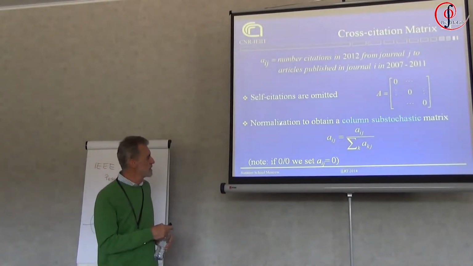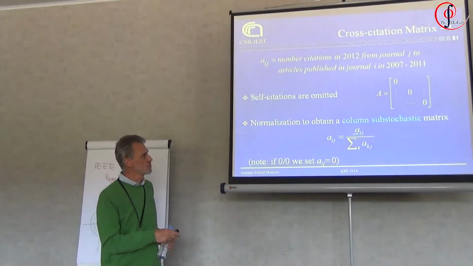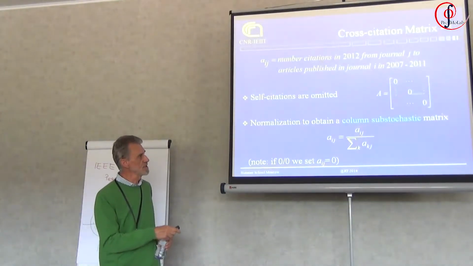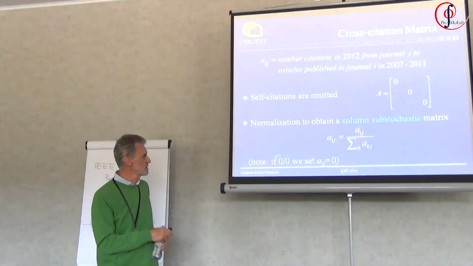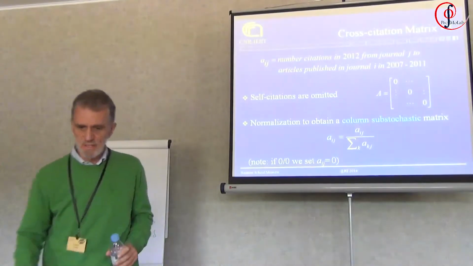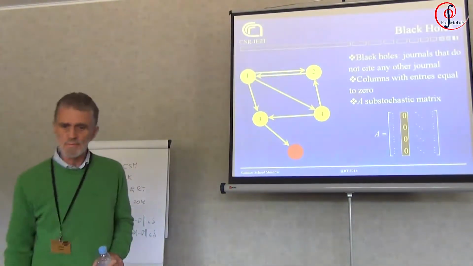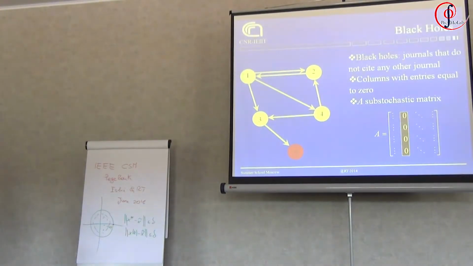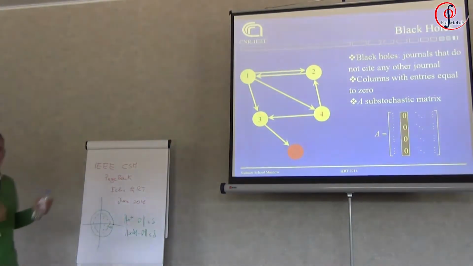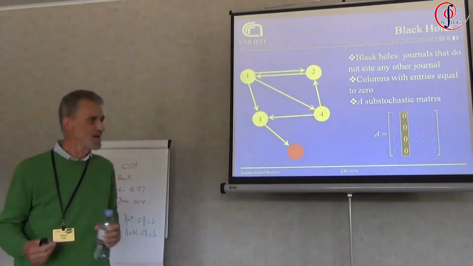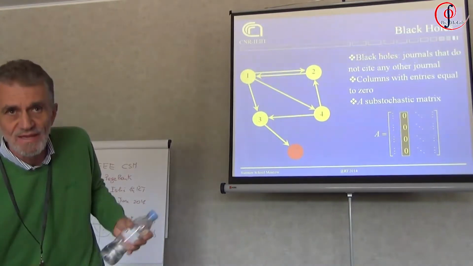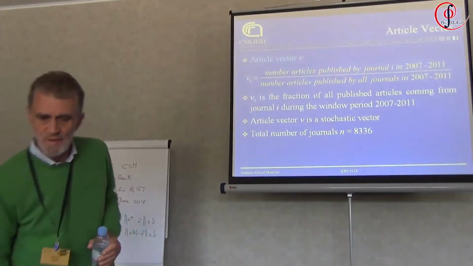Anyway, and then we have to normalize it in order to obtain the constant stochastic matrix. So we have a constant stochastic matrix, self-citations are omitted, and then just a non-triviality assumption here. And then in principle we have the same issue as before, black holes. Black holes in this case are journals which are not citing any other journal, which is perhaps unlikely to happen, but there is a way to fix this. So A is actually a substochastic matrix.